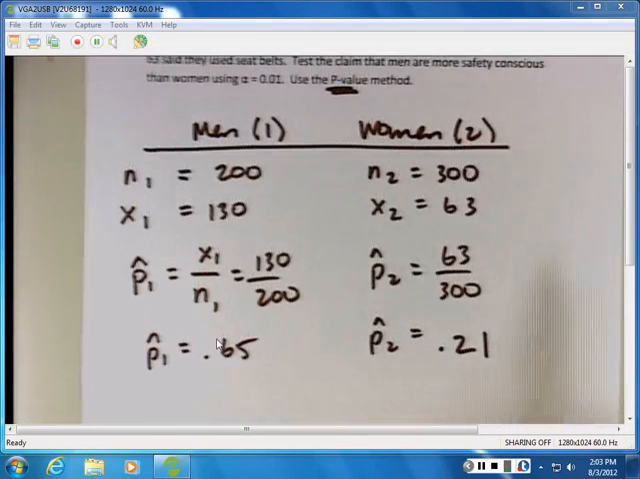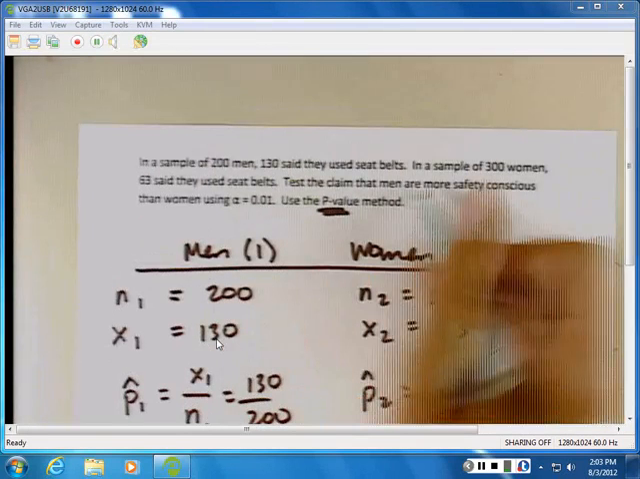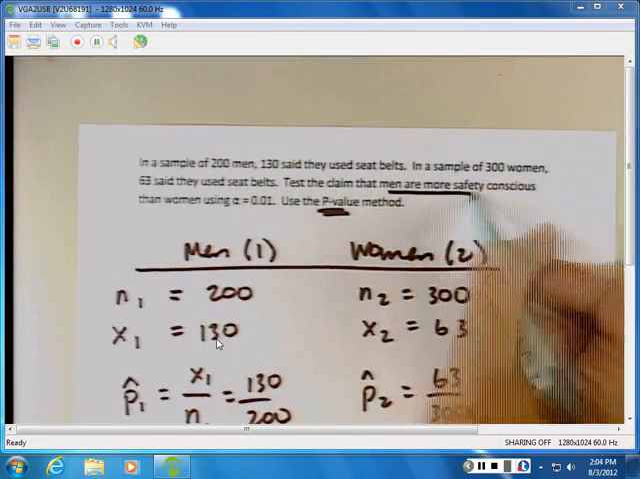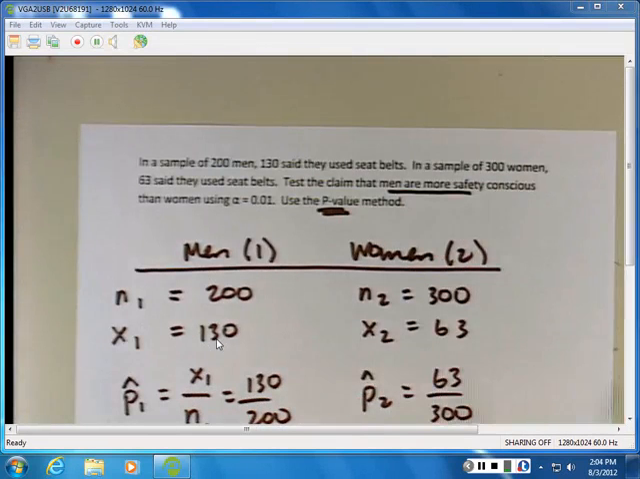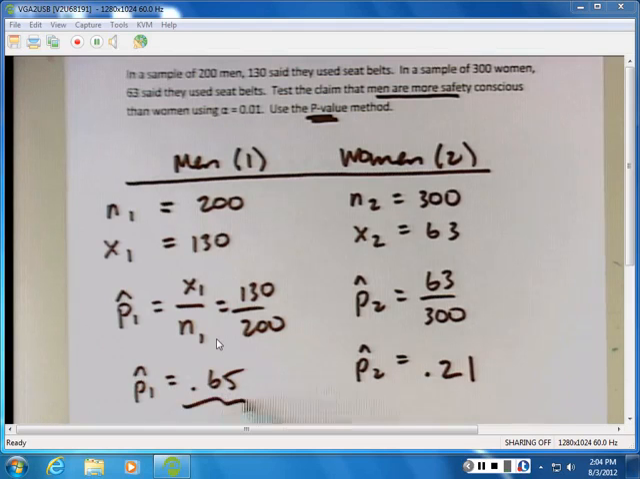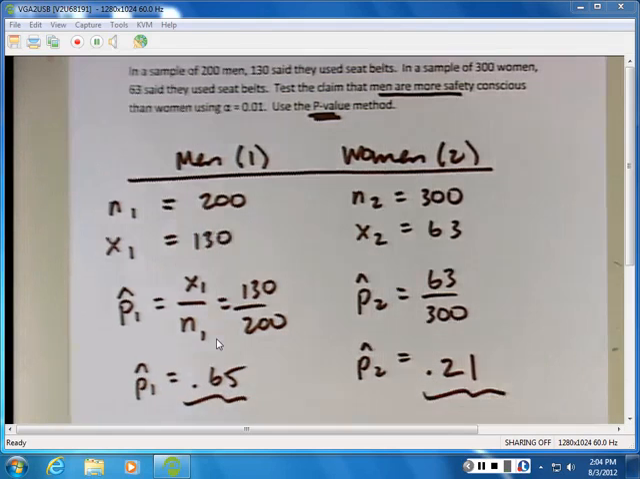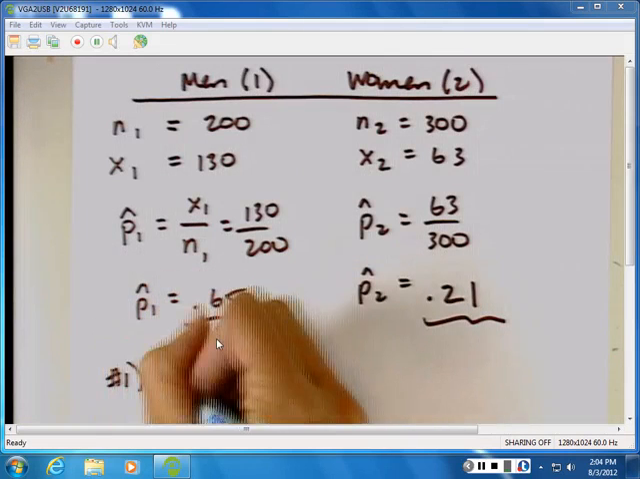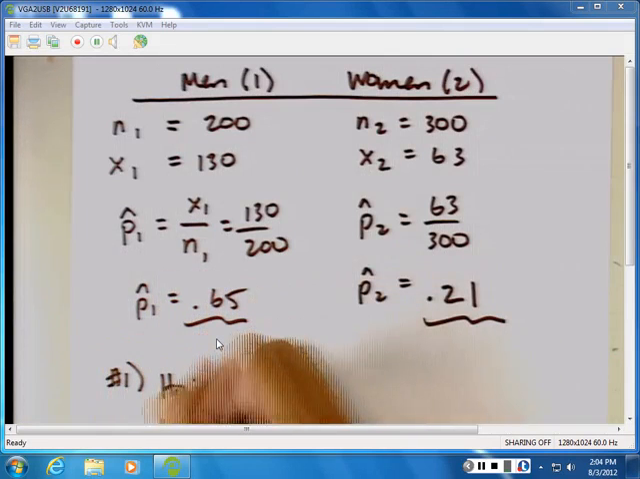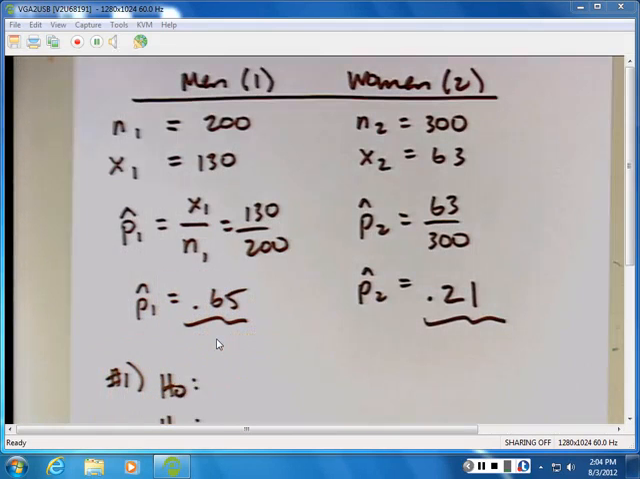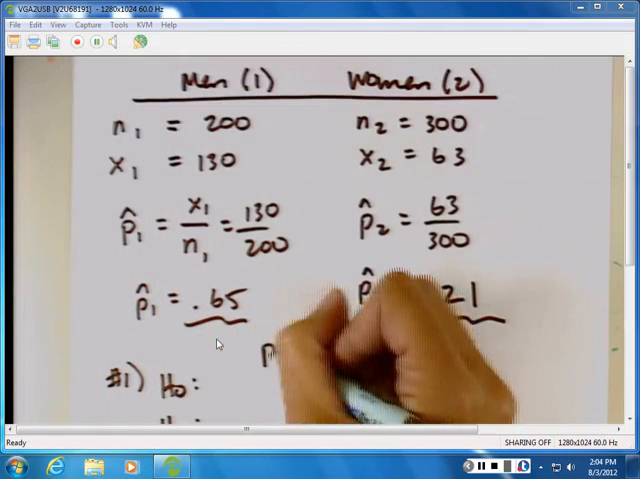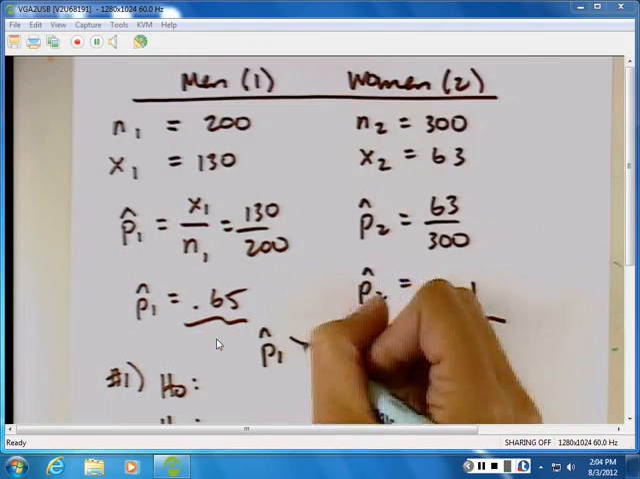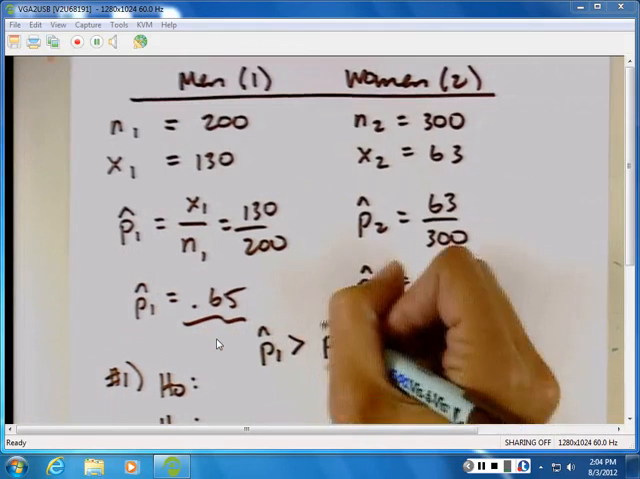Okay, so now we have a handle on all of our sample data. Let's go ahead and move through the steps. With the p-value, I do a 4-step process. So we'll move through the 4-step process. The claim: test the claim that men are more safety conscious, which means I'm expecting their proportion to be significantly higher than the women's proportion. Let's put that down into a hypothesis. So null hypothesis, alternative hypothesis. More safety conscious means I'm expecting their proportion to be more than the women's proportion.